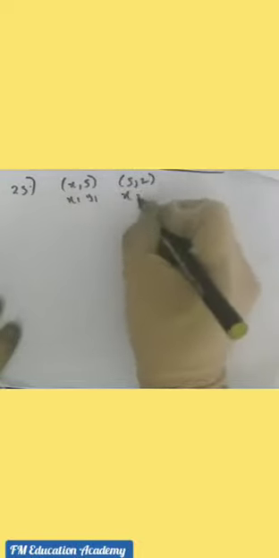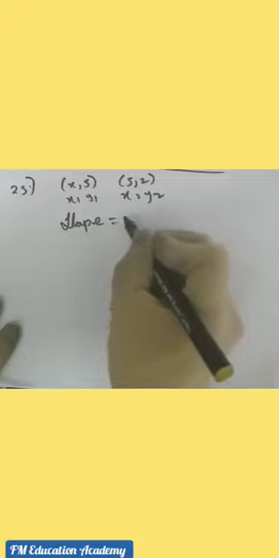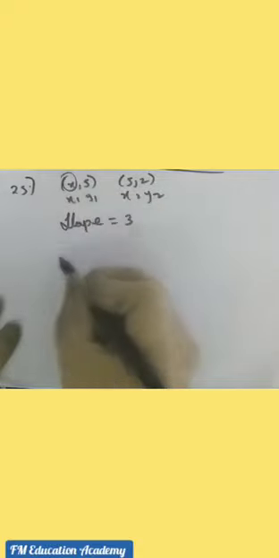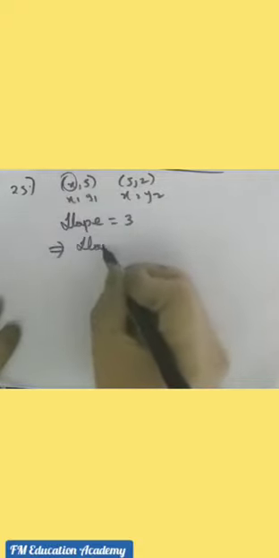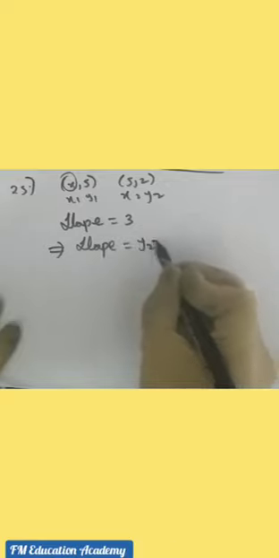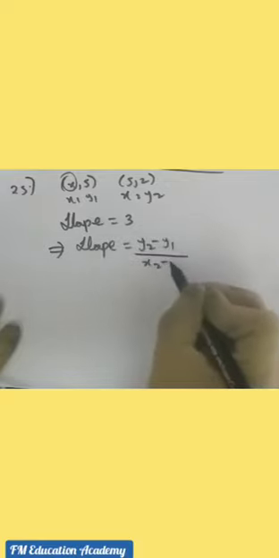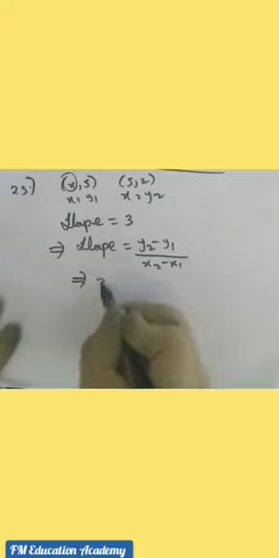So this is x1, y1 and this is x2, y2, right? And we know the slope is also given in the question as 3. It is asking us the value of x here. So use the formula of slope. Slope is equal to (y2 minus y1) by (x2 minus x1). This formula is there in coordinate geometry. Substitute the value of slope.